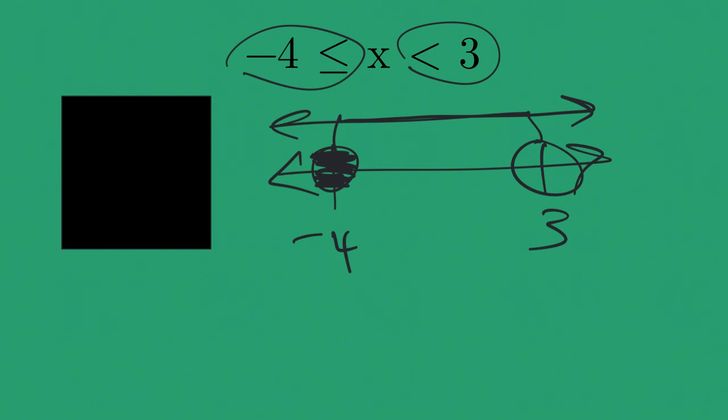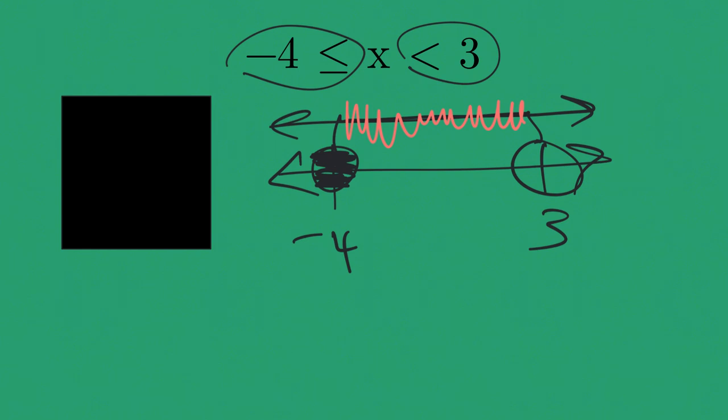Now, do you guys see where those arrows overlap each other? Where those arrows overlap, that's where the solutions are that satisfy both inequalities. We are looking for numbers that are less than 3 and also greater than or equal to -4. Where are those numbers? Those numbers are right here. That's where the numbers are that satisfy both inequalities.